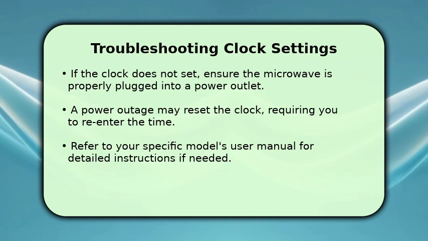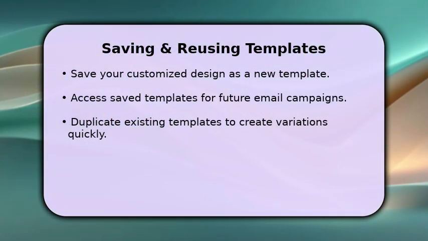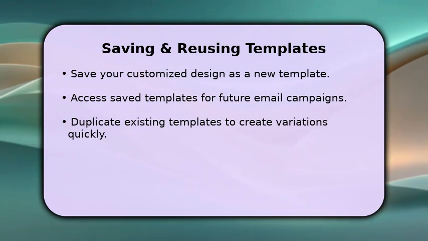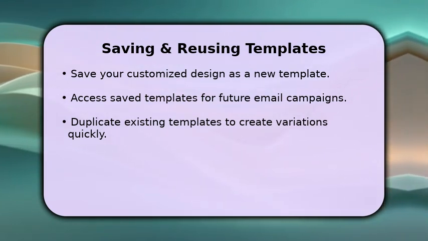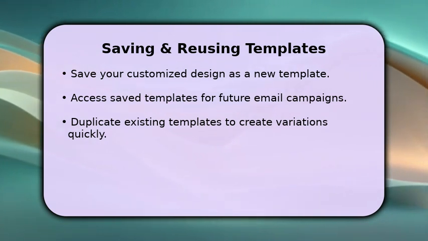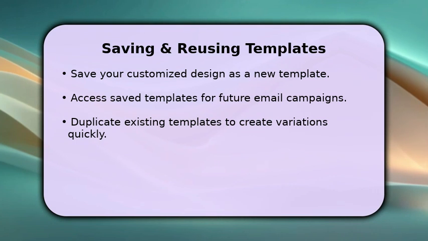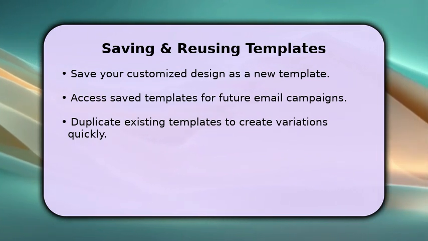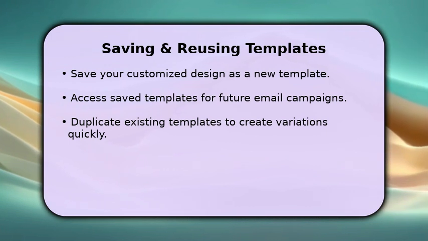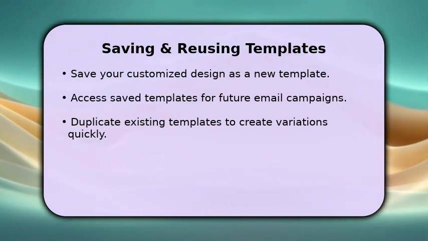process. Finally, let's talk about saving and reusing your hard work. Once you've perfected a design, save it as a new template within Mailchimp. This allows you to easily access and reuse it for future email campaigns, saving you valuable time. You can also duplicate existing templates to quickly create variations, streamlining your entire email marketing process for greater efficiency.